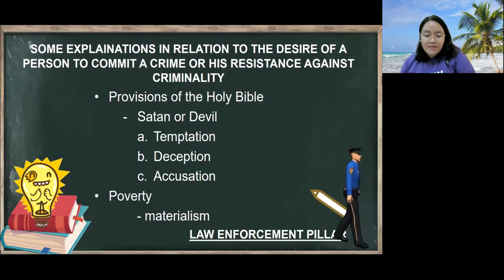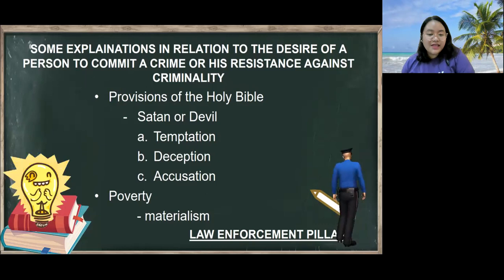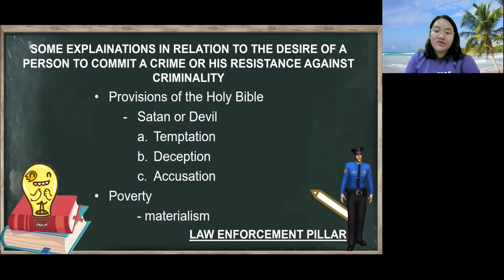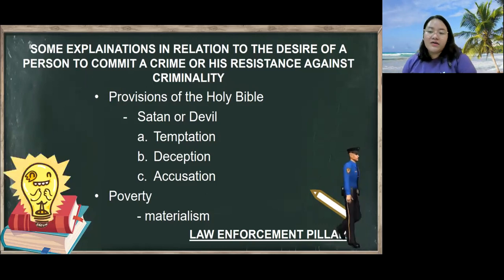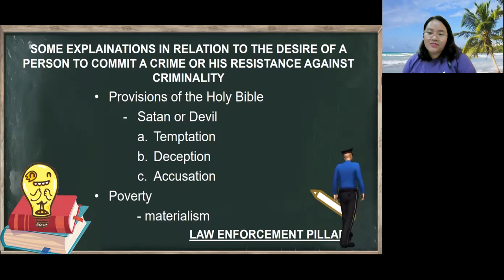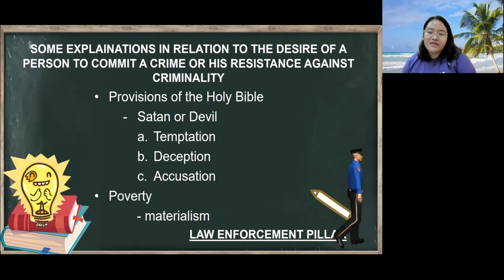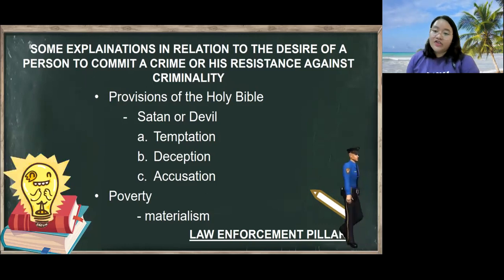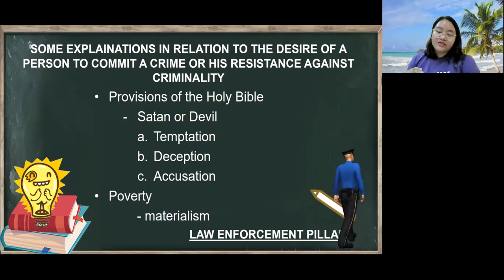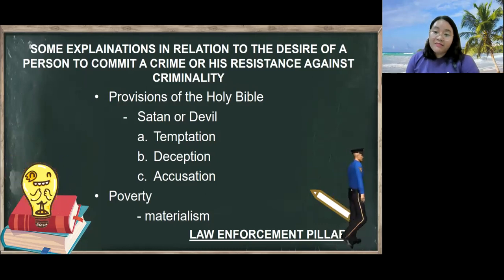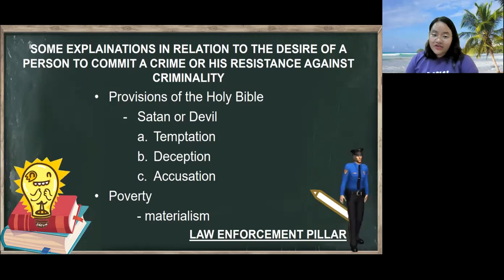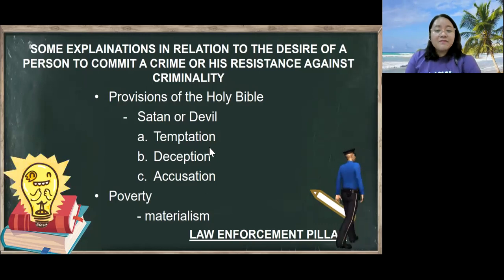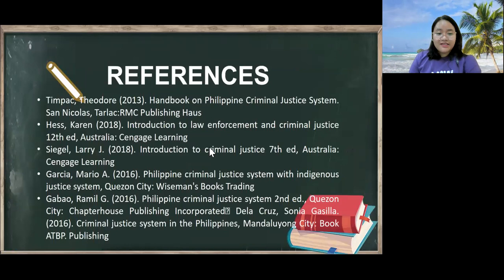Some authors and instructors of criminology also pointed out that poverty is the main root cause of crime, and it is all because people are very materialistic. People want to have these kinds of things even if they cannot afford them, or there is no means to have that particular thing, or because of jealousy, because of being materialistic. Okay, so those are the explanations in relation to the desire of a person to commit crime or his resistance against criminality. These are the references that I have in my PowerPoint presentation.